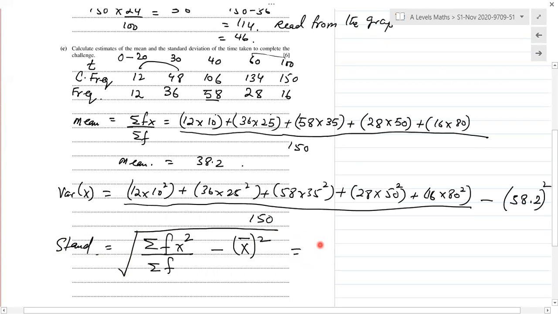So once we do the whole calculation, we get the variance as 321.76. Take the square root of this, you should be getting 17.9. To 3 significant figures, that's your standard deviation. And that's all for this question.